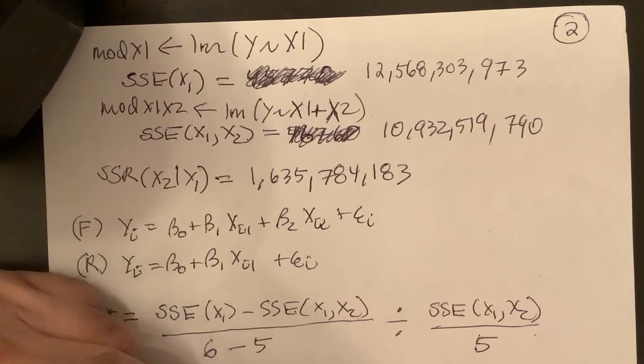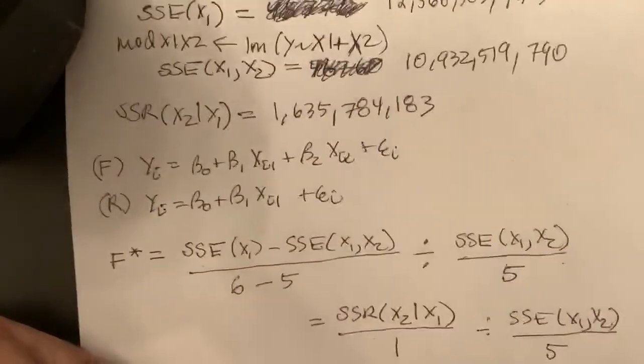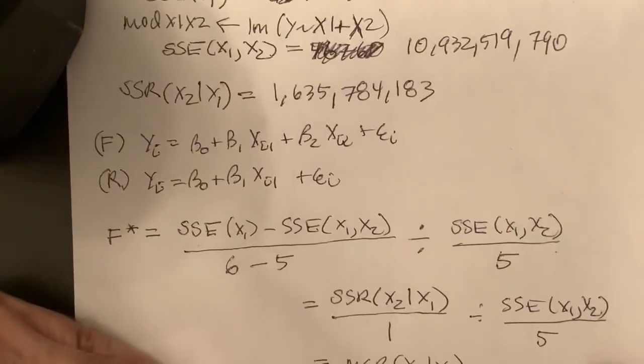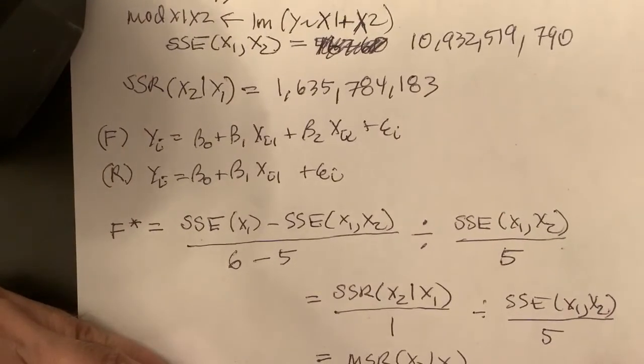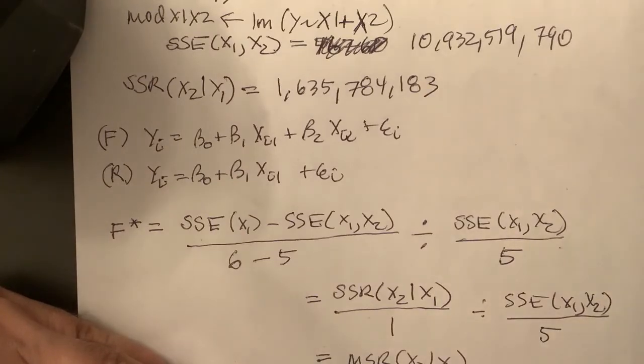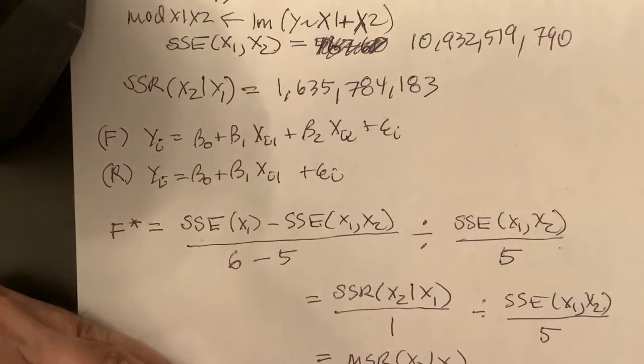So SSR X2 given X1 is just a simple definition. It's just the difference of these two, so it's about 1.5 billion here. Okay. I can think of this as a general linear test approach, where the full model is the more precise model with the lower SSE. This is the first one labeled F here. And then the reduced model is this one, just the SLR model.